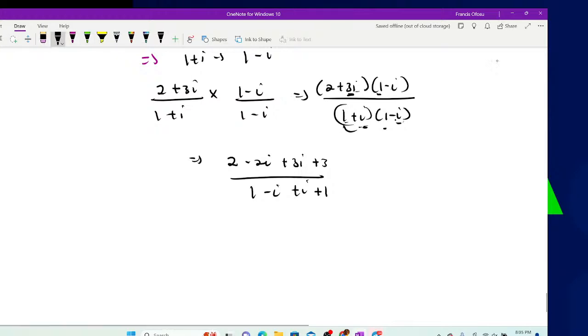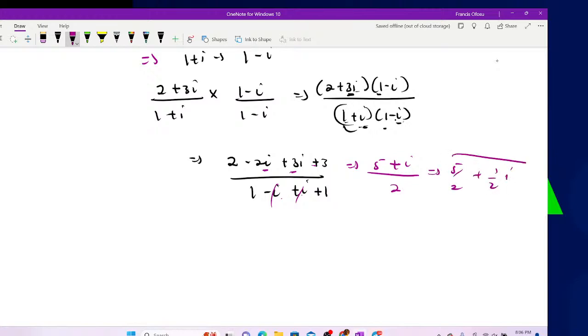Obviously, you can see that this will cancel this. Then I'm going to have 2 plus 3, which is 5, minus what? Negative 2i plus 3i. That will give me plus i. All over, this is gone. So 1 plus 1 is 2. So the answer is 5 over 2 plus 1 over 2i. And this is the simple form for the division of what? The complex number 2 plus 3i over 1 plus i. Just make use of the conjugates and you simplify as I have done.